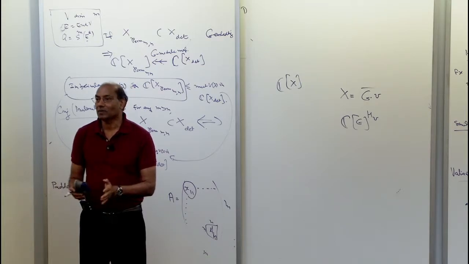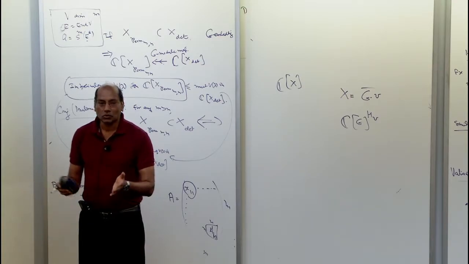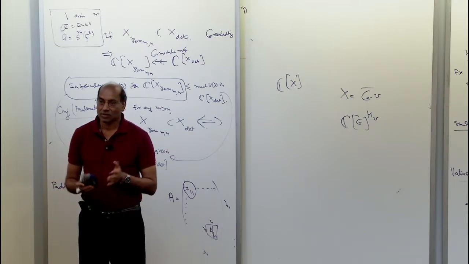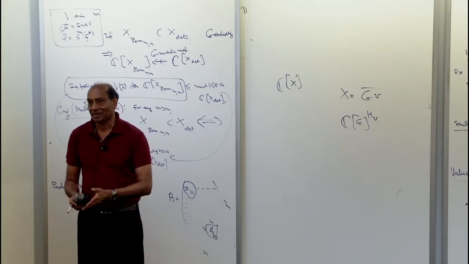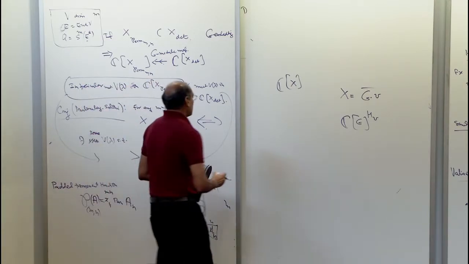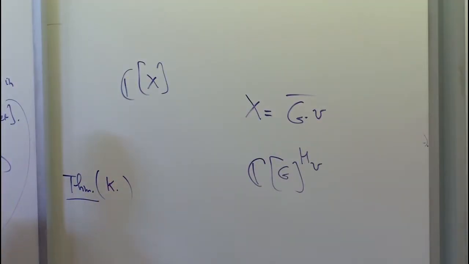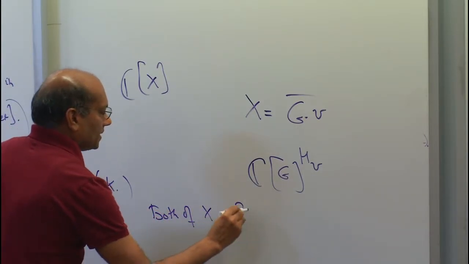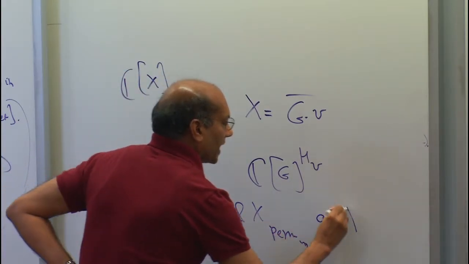But if you have a normal variety and you have some control on the divisors at infinity, then you may have control. And there are many representation theoretic situations where that's exactly what happens. You have a normal variety and you have some control on the complement of this open orbit, and you can use that quite powerfully to study. So first, a negative result. Theorem: both X det and X perm Mn are not normal.